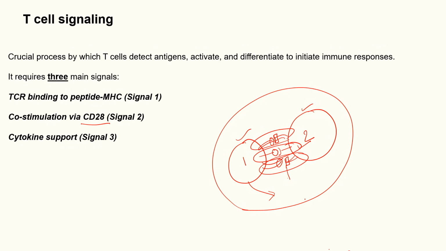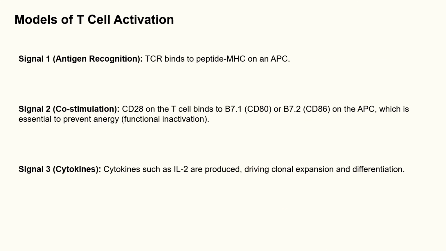Therefore, T cell signaling is controlled by three distinct processes. One is signaling towards MHC binding, second is towards co-stimulation, and third towards the further secretion of cytokines. So these are the three processes. Let's try to understand this again in the same way which I have discussed.